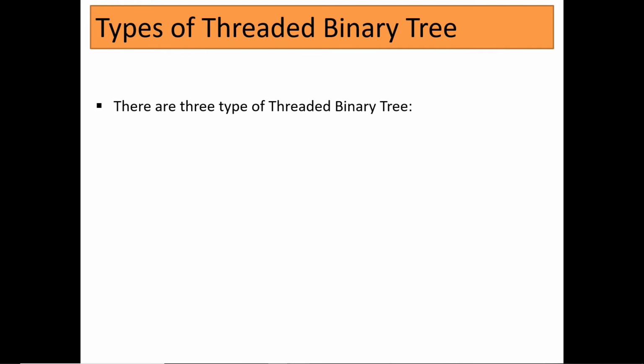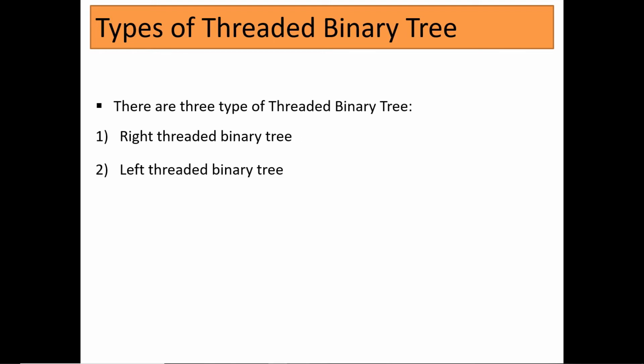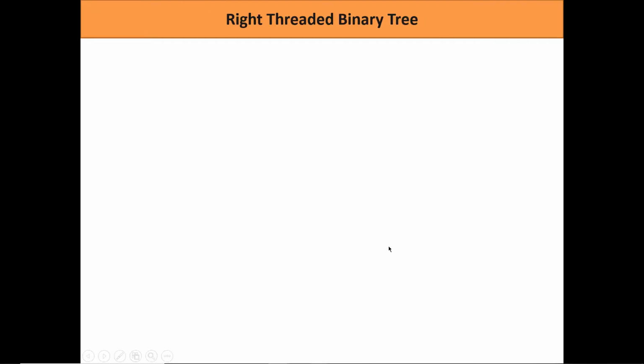There are three types of threaded binary tree. First one is right threaded binary tree. Second, left threaded binary tree. And last, that is third, full threaded binary tree. Now first one is right threaded binary tree.